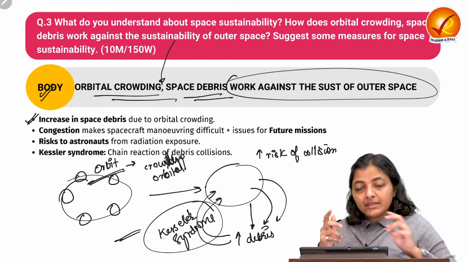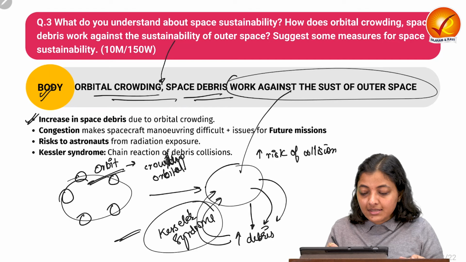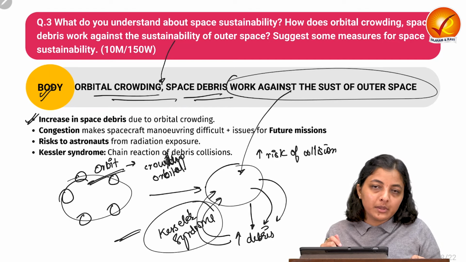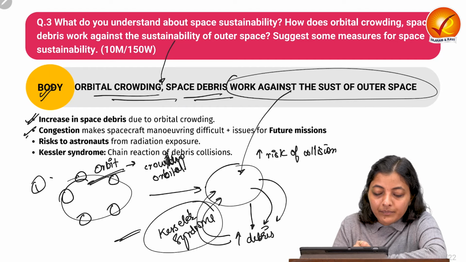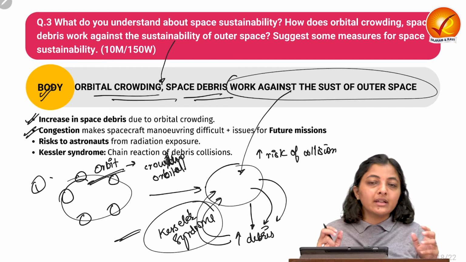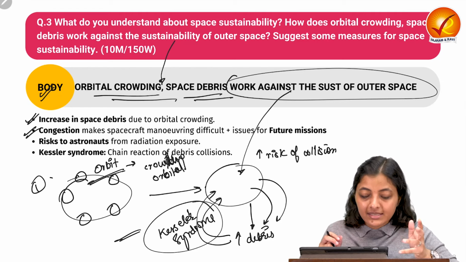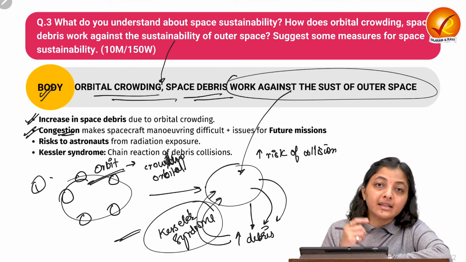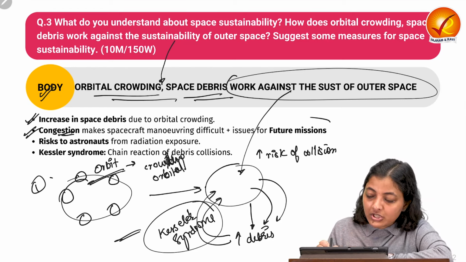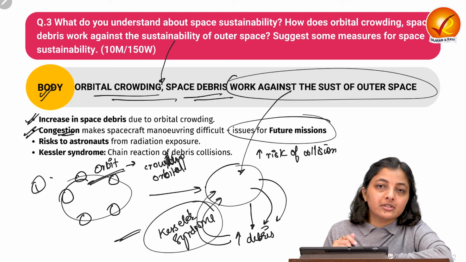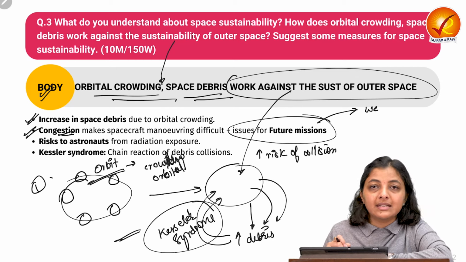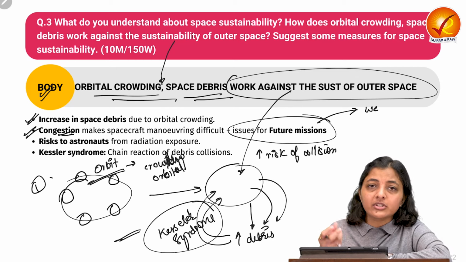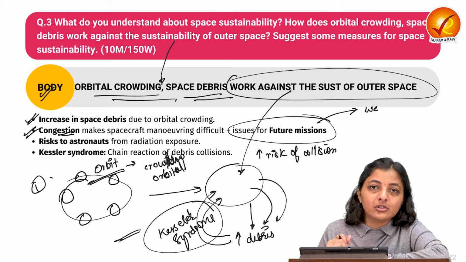So this is against the sustainability of space resources, first thing. Then the second thing is, when we are crowding our orbit and increasing the debris, it is increasing the congestion in space, which hampers future missions, and can hamper weather forecasting, communication satellites, etc., for future generations and also for the present times.